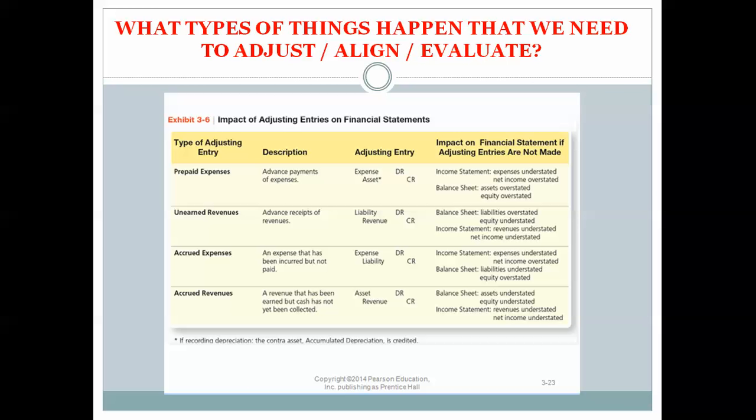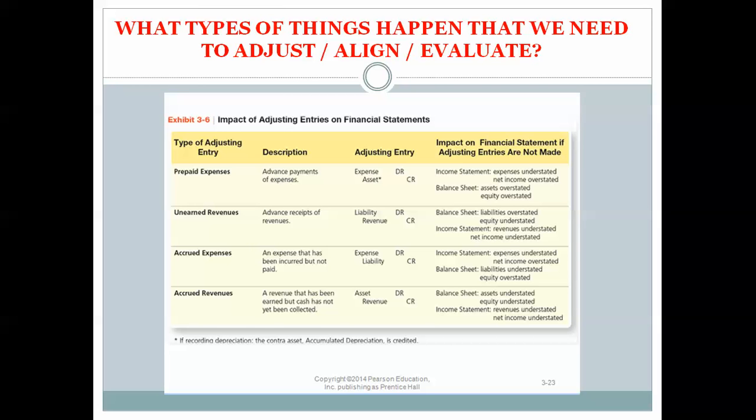So what types of things happen that we need to adjust, align, evaluate? This comes out of your textbook, and I'm going to go ahead and discuss this slide. Then in video 2, we will actually create some adjusting entries. So the first type of adjusting entry is classified as prepaid expenses. Do you remember that we had prepaid for some insurance in the previous videos? Well, as we use up that insurance month by month, quarter by quarter, we need to put into our books the fact that we are using up that prepaid expense.